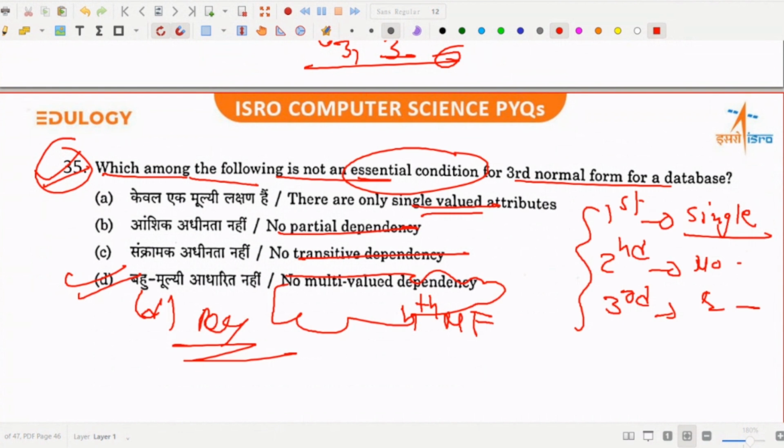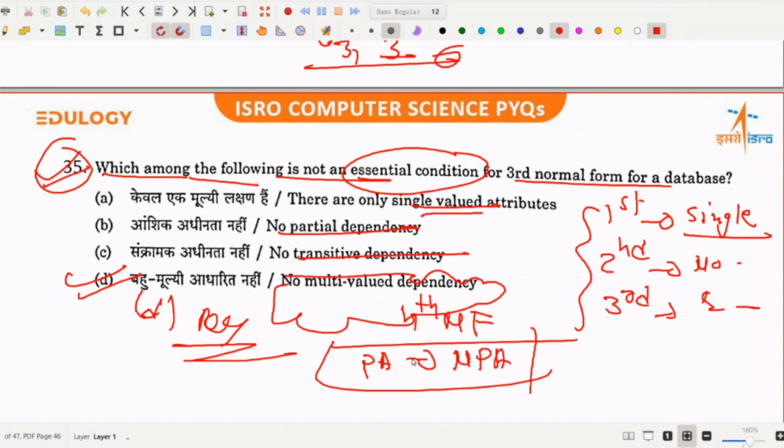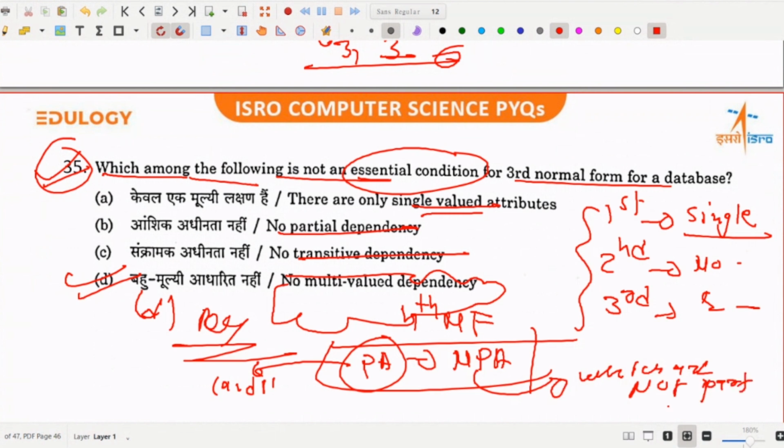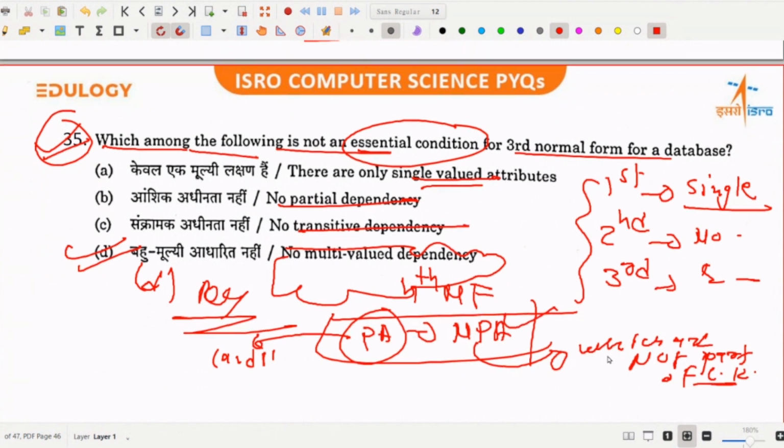Partial dependency means a non-prime attribute depends on part of the key. Prime attributes are the part of the candidate key, and non-prime attributes are those attributes which are not part of the candidate key. Okay, this is called partial dependency.